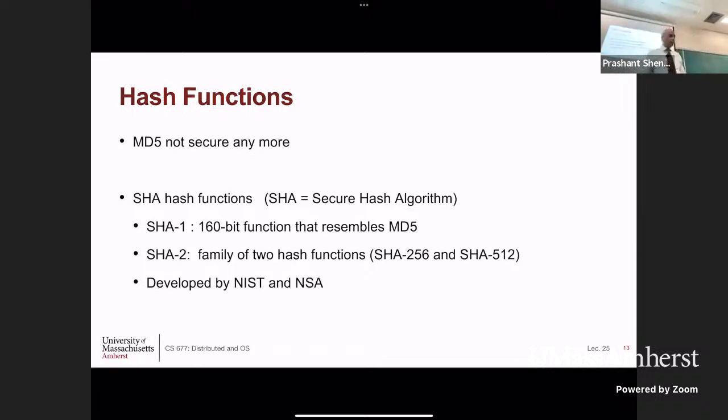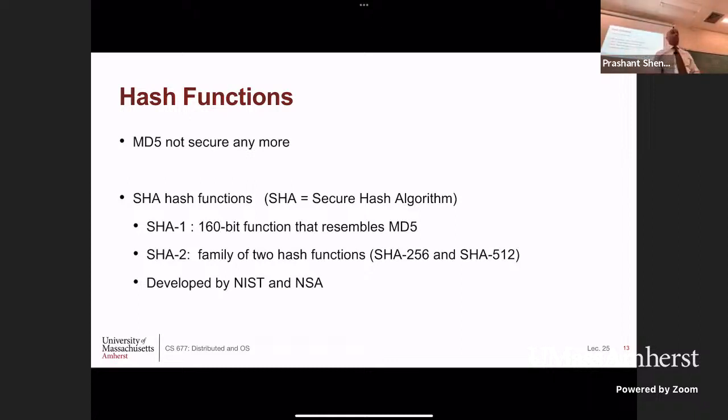So MD5 is not secure anymore. It's been replaced by the SHA family of hash functions. SHA is just an acronym. It stands for secure hash function. So you have SHA-1, which uses a 160-bit function, then SHA-2, which uses 256 and 512 bits.